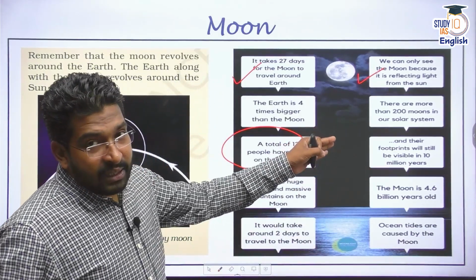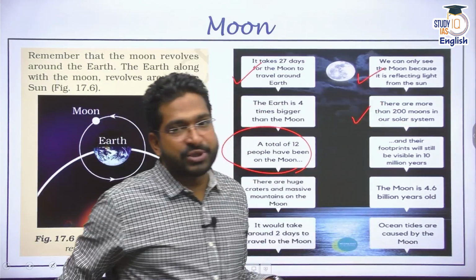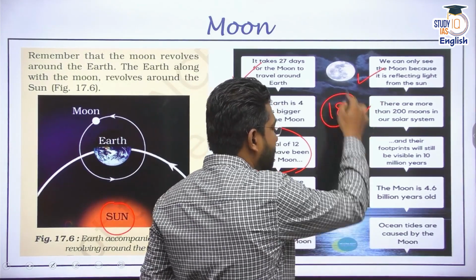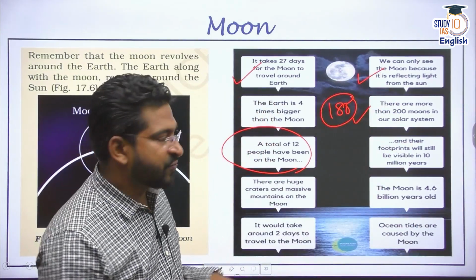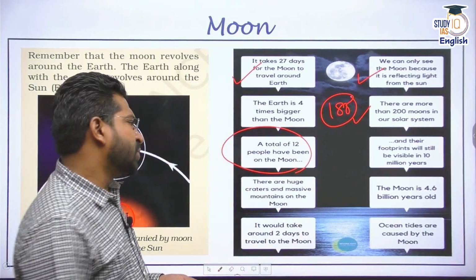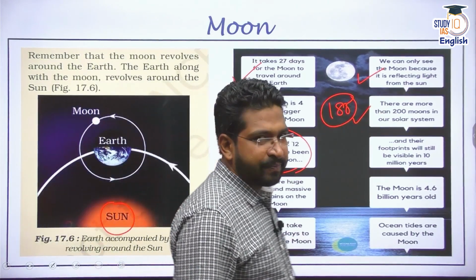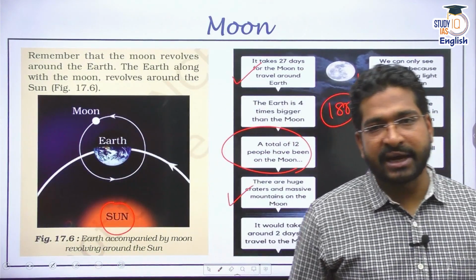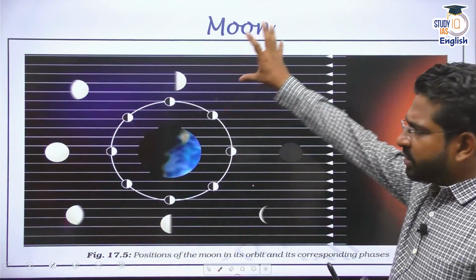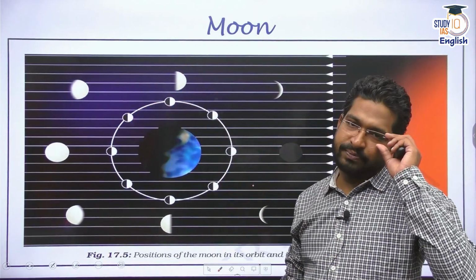Apart from that, in our solar system, there are about 200 or more moons or natural satellites. In fact, approximately 180 of them belong to only Jupiter and Saturn. The moon was formed about 4.6 billion years ago, and the moon also has massive craters and mountains on it. All right. The moon also impacts the tides, I told you. So these are some of the facts about it. And as I told you, the moon revolves around the Earth. That is why we see different phases of the moon.